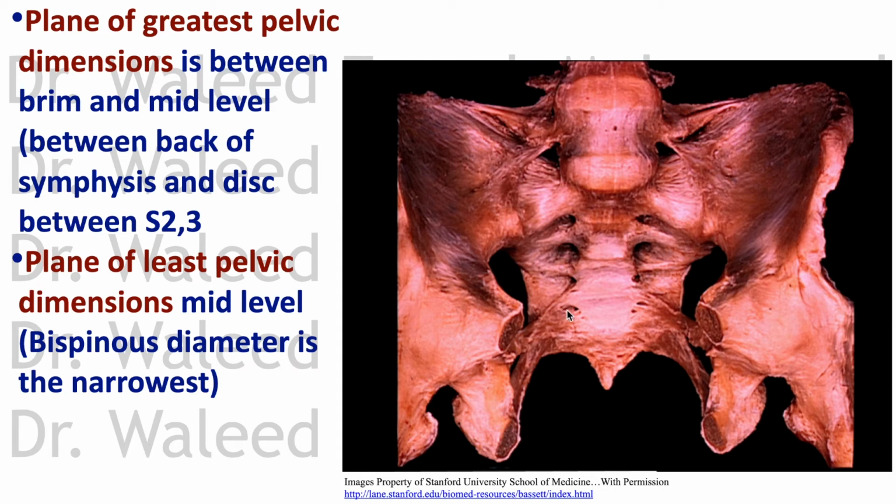The narrowest, however, the plane of least pelvic dimensions, is the mid-level, which is at the level of the ischial spines, and I told you before that the bispinous diameter is the narrowest of all diameters. So pay attention to this, please. You will be asked about the plane of greatest pelvic dimension and the least pelvic dimension.